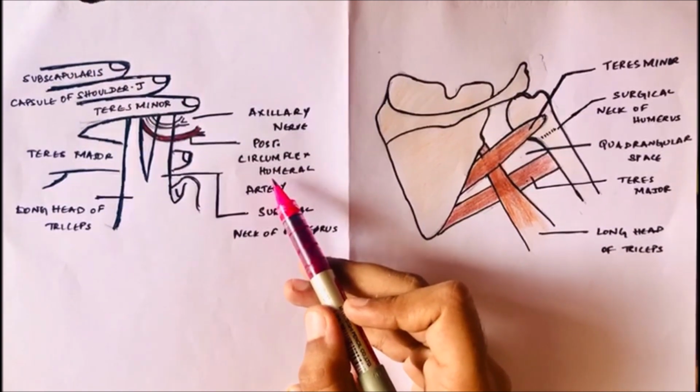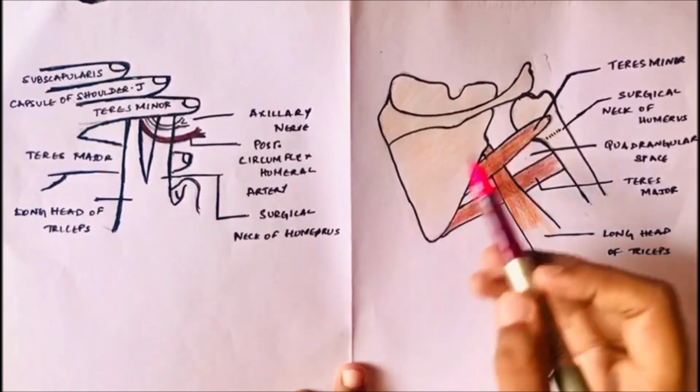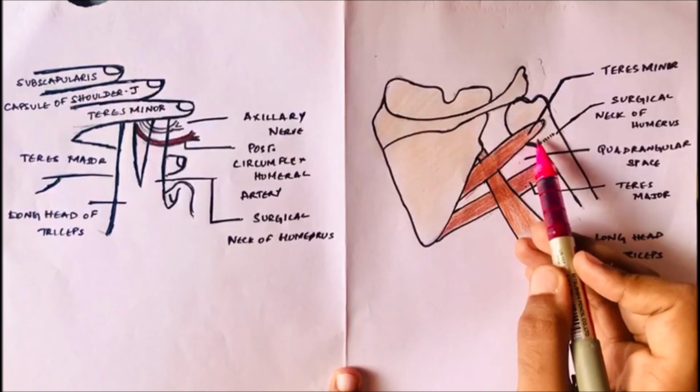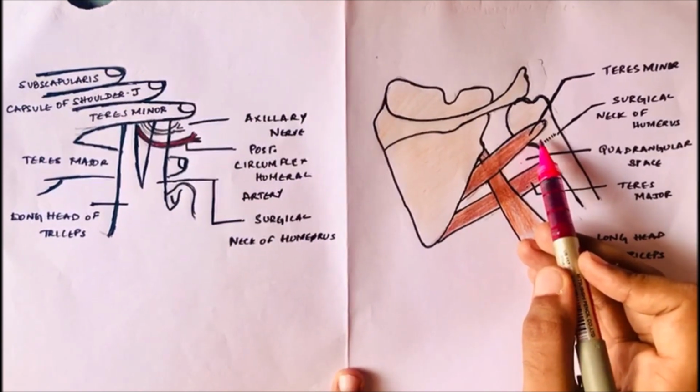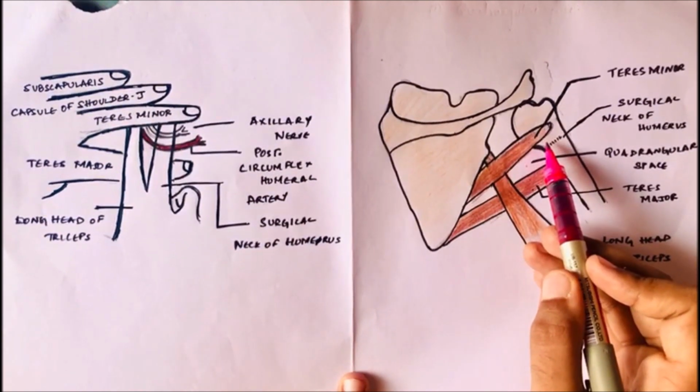Now let us move on to the applied anatomy. Fracture of the surgical neck of the humerus causes lesion of the axillary nerve, leading to paralysis of the deltoid muscle.